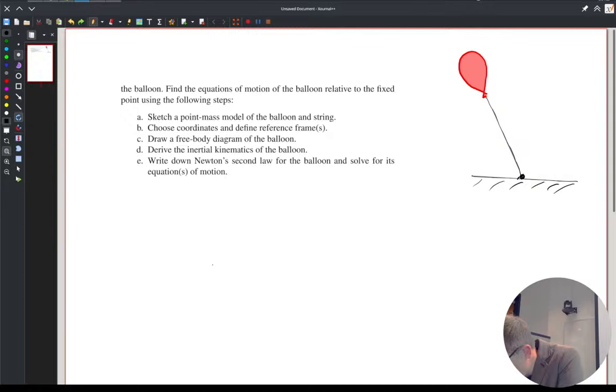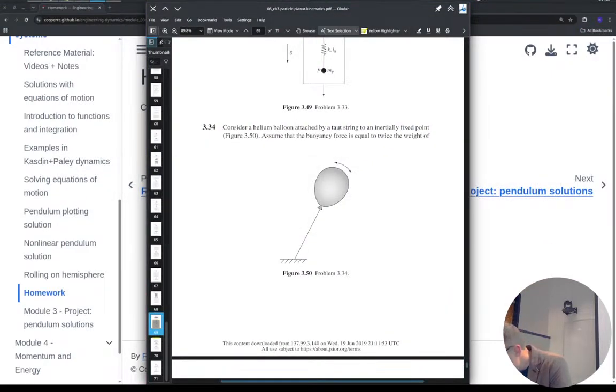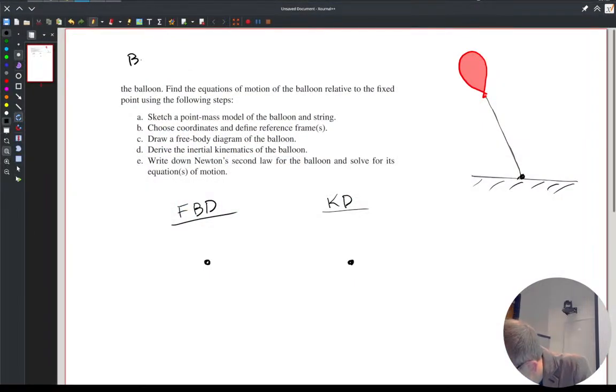So what does the free body diagram look like? I think there's a little information. So you try drawing the free body diagram. I'm gonna grab the extra info here. And then we also want a kinetic diagram. There's also buoyancy is double the weight. It's twice as buoyant as it is heavy.